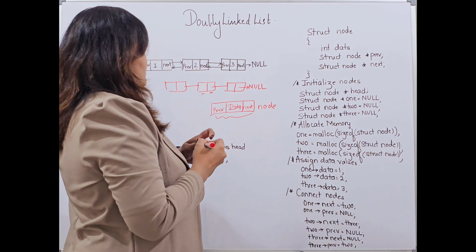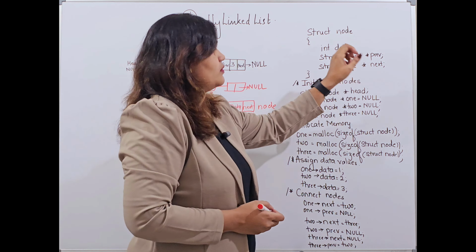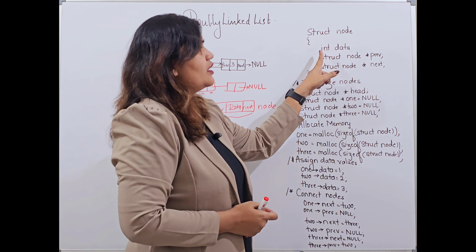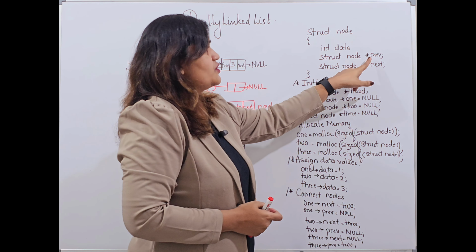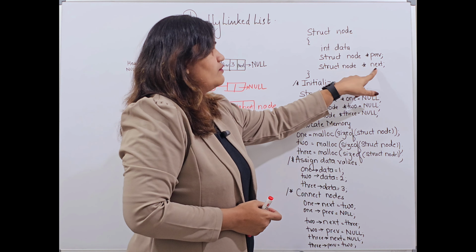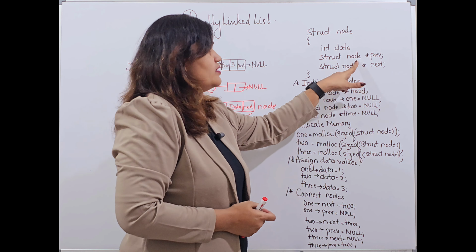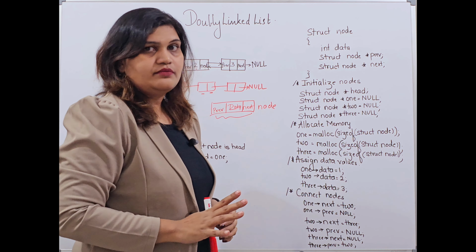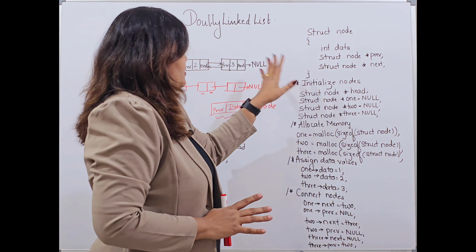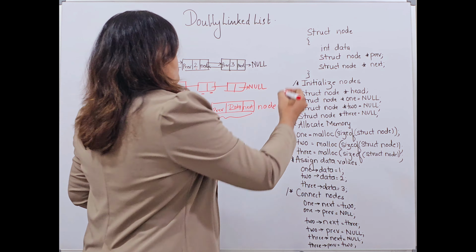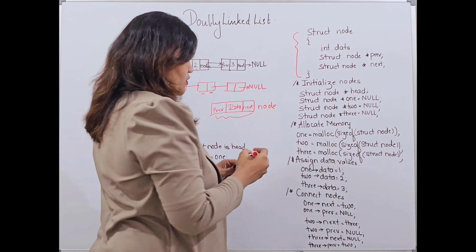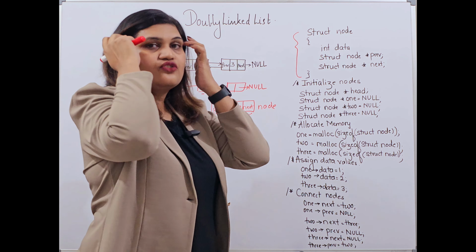But in this, what do we have? I have data which is of type integer, I have previous which is of type pointer, and then I have next also as a pointer. Why pointers? Because they are going to store the address of the next node. Very similar to your singly linked list. So this becomes my structure. You have to define the structure.